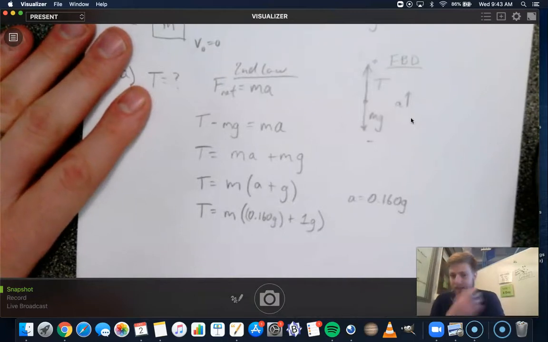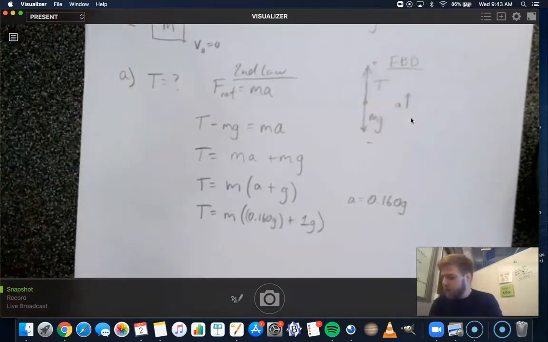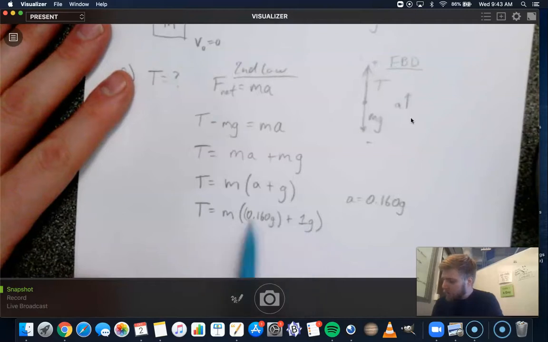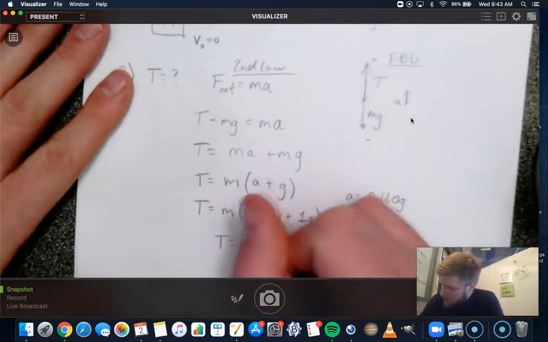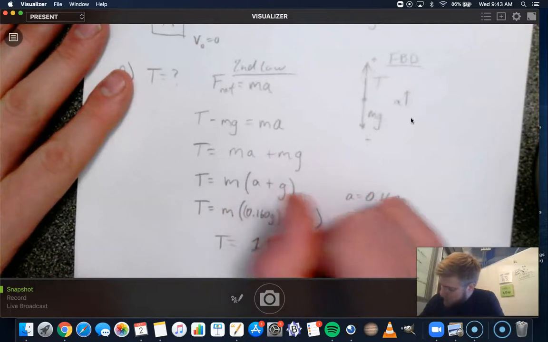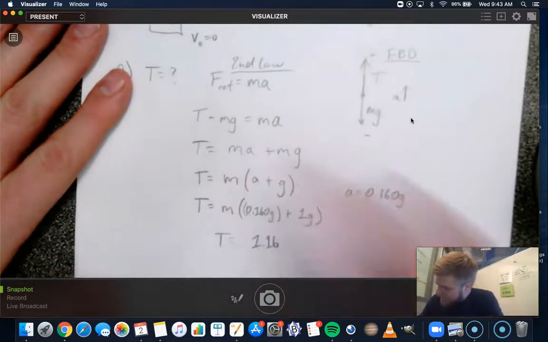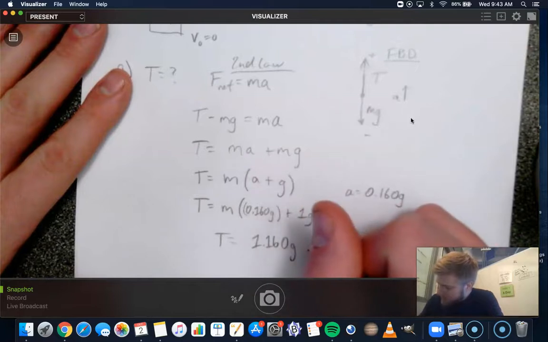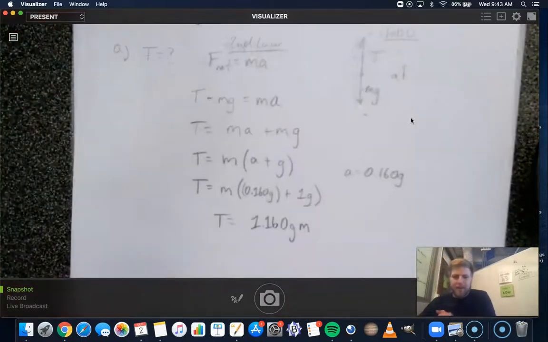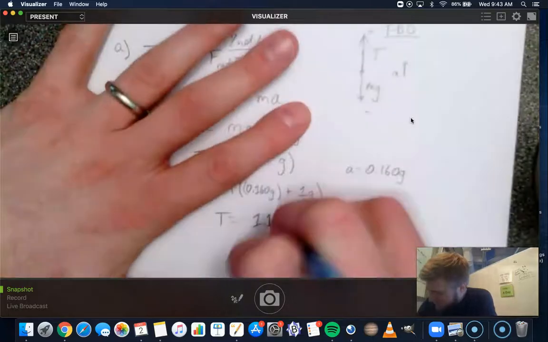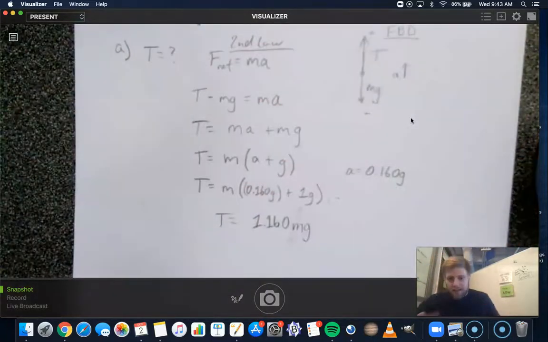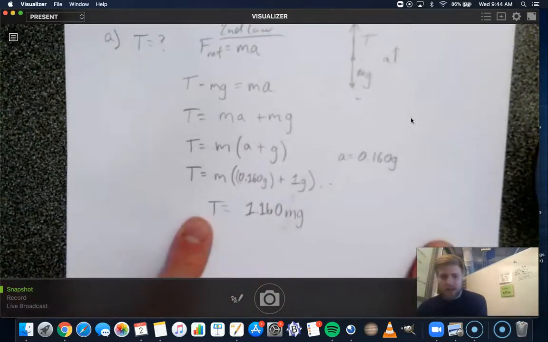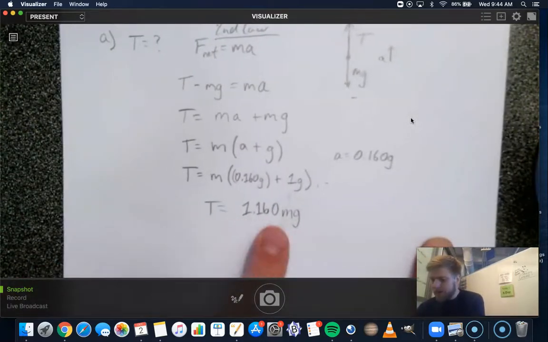So the answer, we can actually leave this in terms of g. We'll calculate a numerical value, but the answer is just 1 plus 0.16 g times the mass. So the tension is 1.160 g times m. I've written that in kind of a funny way. Now let's write it in a nicer, neater way. Sorry to have to erase here. So I think this is actually really helpful to write it this way. That means the tension in the cable is 1.16 times the mass times gravity. That's just 1.16 times the weight.